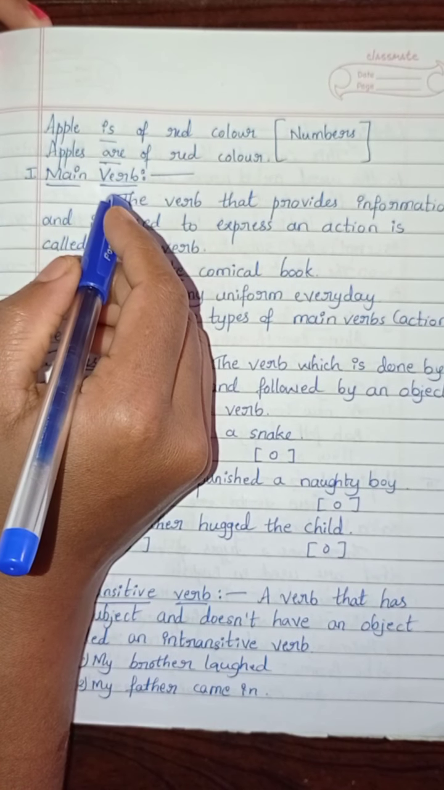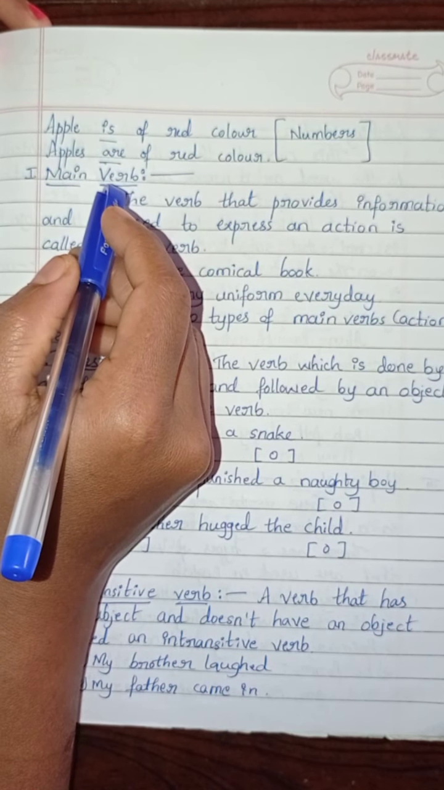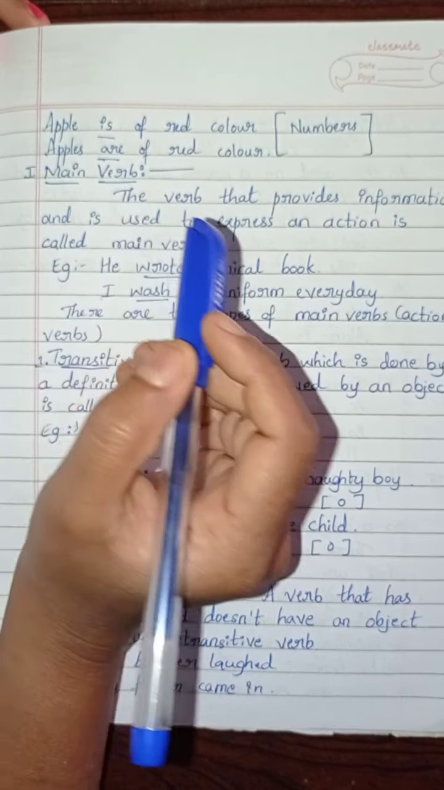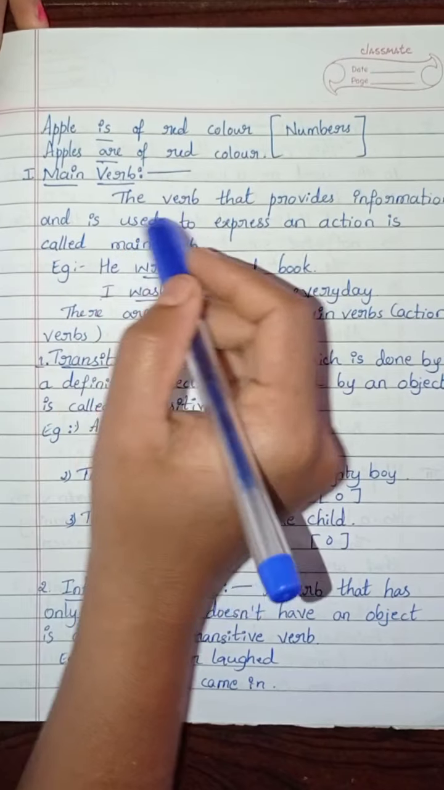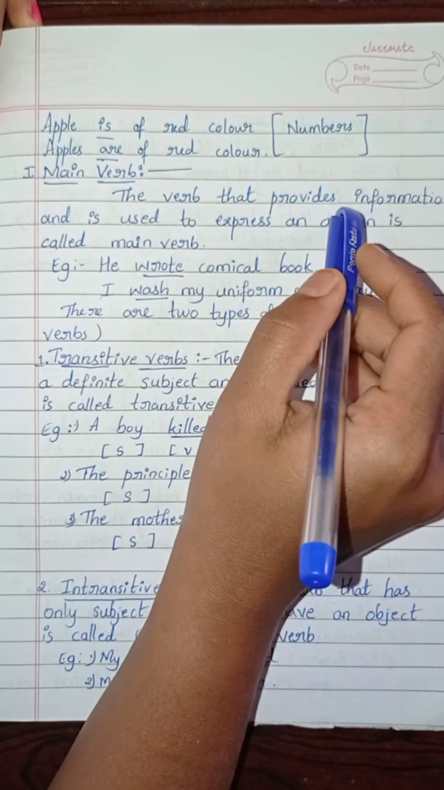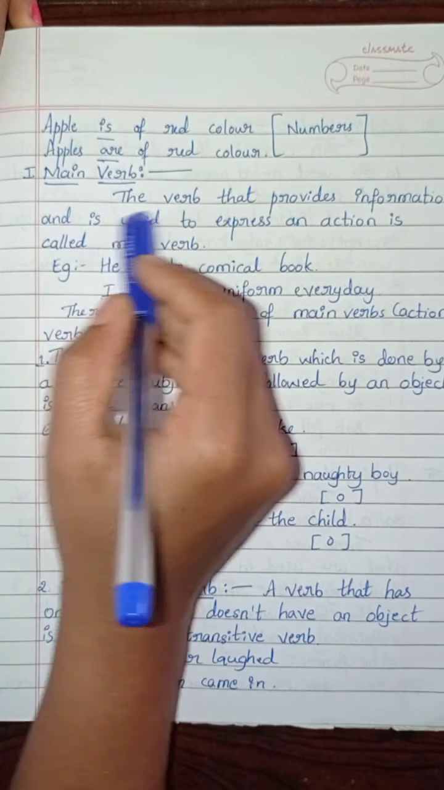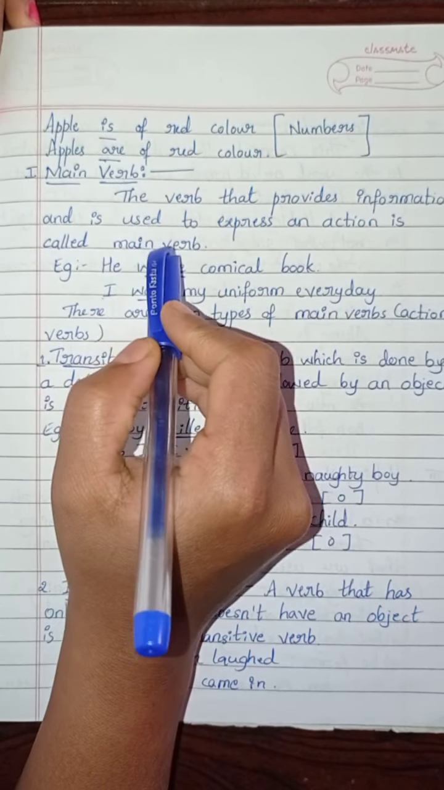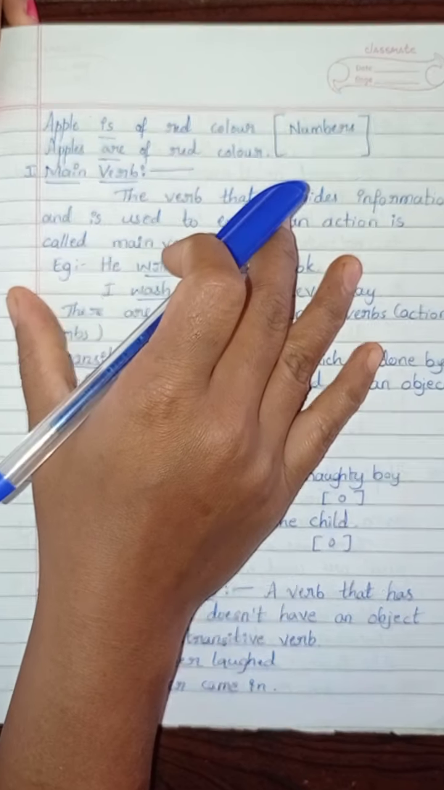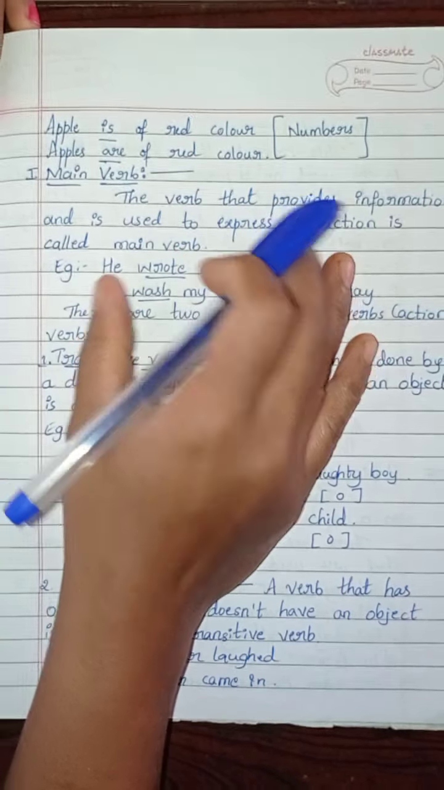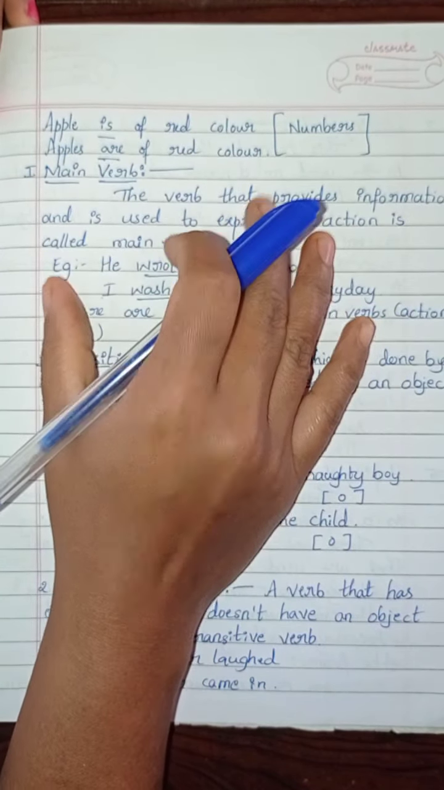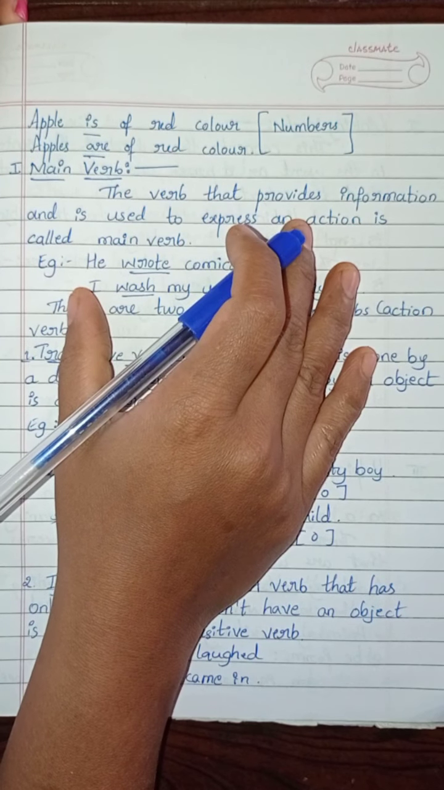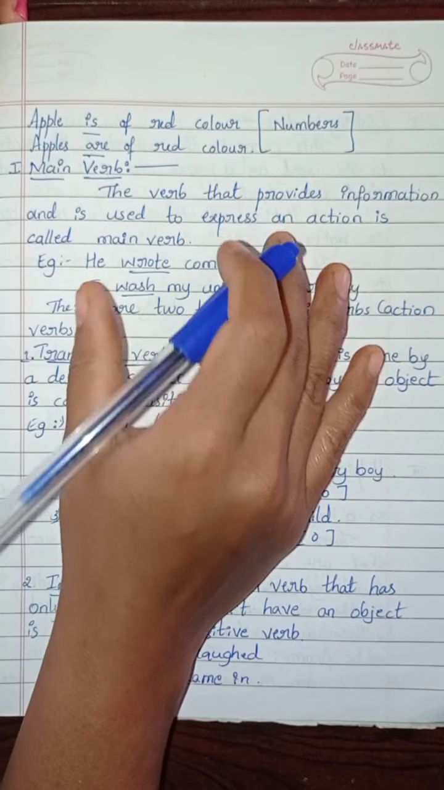First one is the main verb, or lexical verb, or action verb. Okay, what is this main verb? The verb that provides information and is used to express an action is called the main verb. These kinds of verbs are used to express the action of the subject. This will give information about the subject. So this is the main verb.